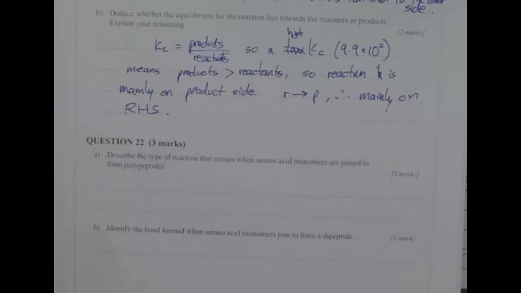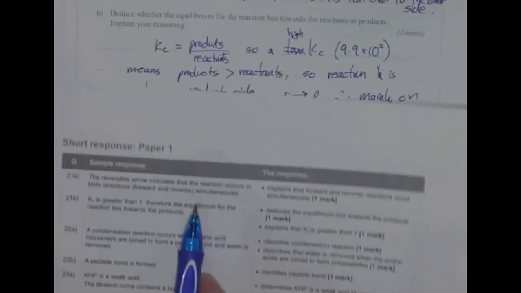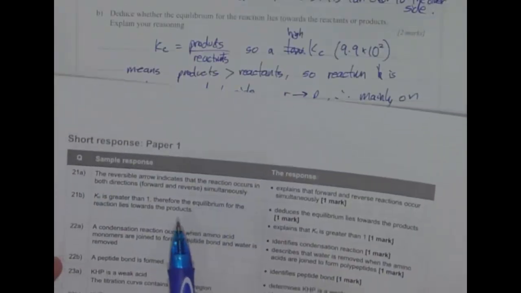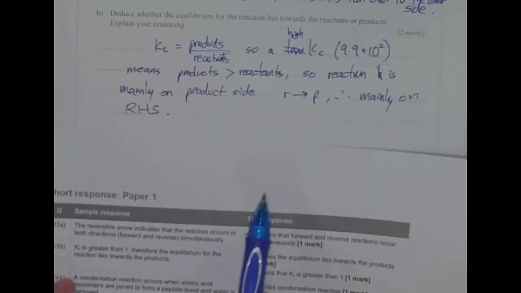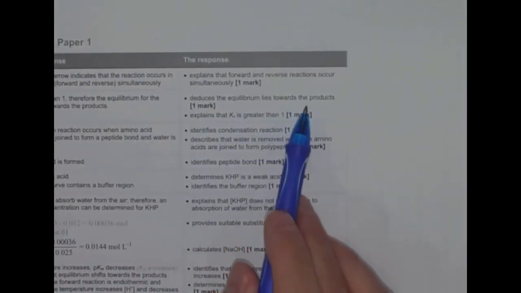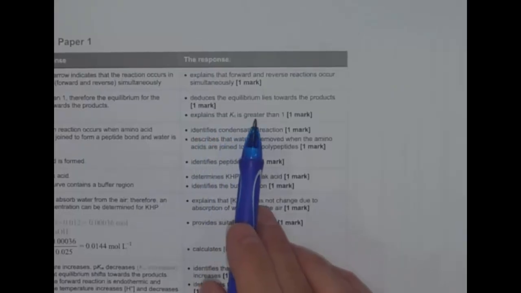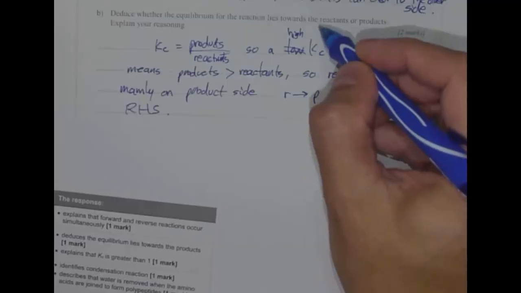I don't know, that's a thorough explanation. I'm not going to look for 4 points on that one. Kc is greater than 1. I didn't say greater than 1, I said it was high. Therefore, equilibrium for the reaction lies towards the products. I did definitely say on the products, I said it was high. Did you say it lies towards the products? Correct. Explain Kc is greater than 1. I didn't say it's greater than 1, I said it's high.